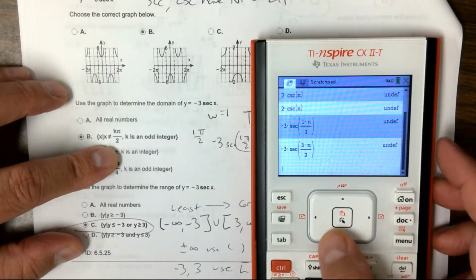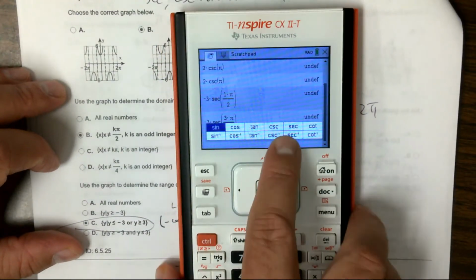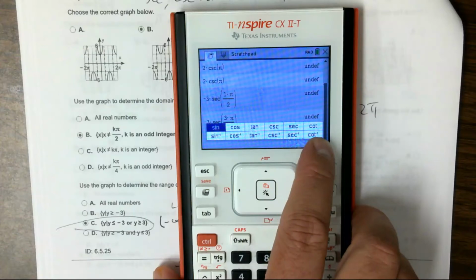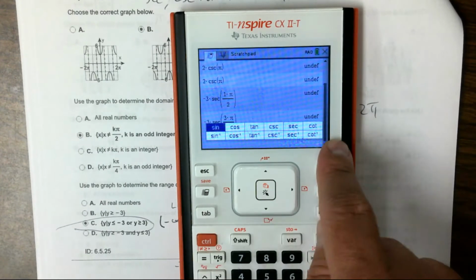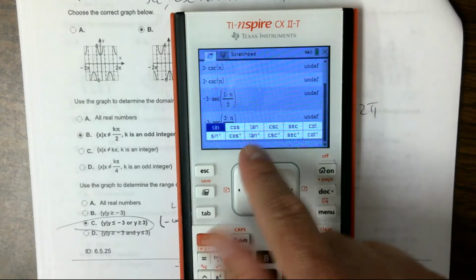Now, like we said, if you don't have this fancy calculator that shows the cosecant, secant, and cotangent, you could just graph 1 over sine, 1 over cosine, or 1 over tan to get those. Okay.